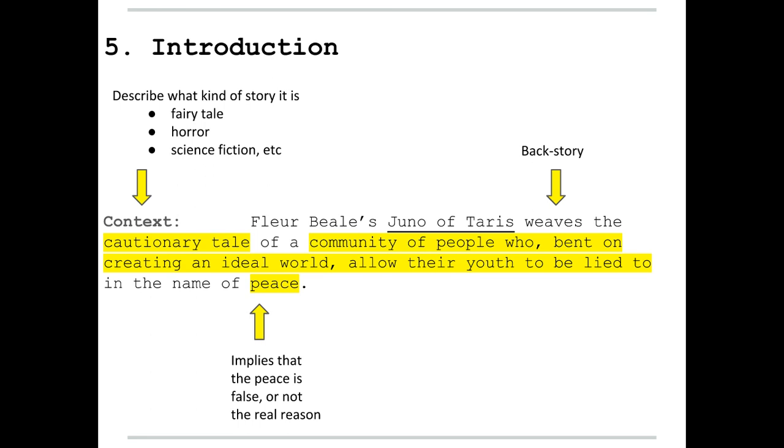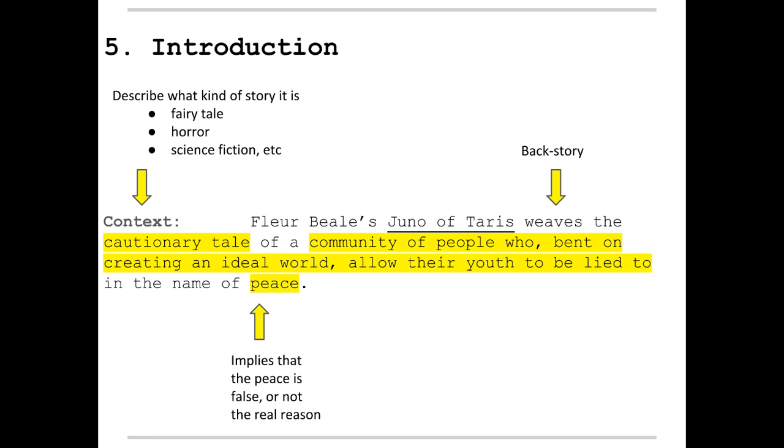Now, some of you might find this sentence really, really intimidating, and you might be thinking, I don't understand what it means. Let's just put it as simply as we can. I'm basically saying, Fleur Beale's Juno of Taris tells the story of a community of people who want to create a perfect world, but unfortunately lie to the children in their world. That's all I'm saying. Really nice and simple. It's just the basic story of what Juno of Taris is.